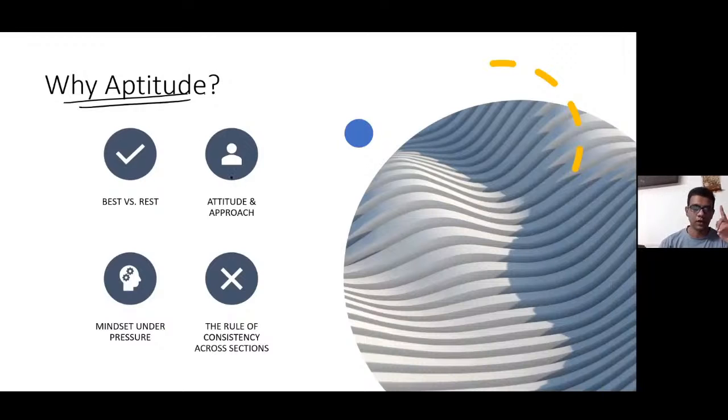Okay? That's one. Second, as we said, I have to segregate. If there are 1,000 people applying to my college, I have to segregate the best from the rest. Not based on marks, but based on many other parameters. So that's another reason why I conduct an aptitude exam. Third reason, as I said, I do not look only for a knowledge-based person. So I also require someone with the right attitude and the right approach to an examination. Okay, so that's the third one.